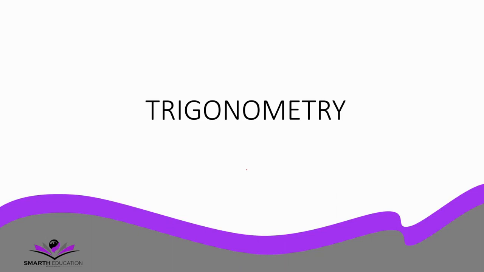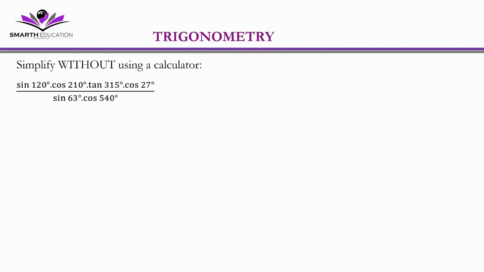Welcome back. Let's do question 1.2. Simplify without using a calculator: sine 120 degrees times cos 210 degrees, tan 315 degrees, and cos 27 degrees, and then sine 63 degrees, then cos 540 degrees. So now we need to simplify this. We have to discuss each and every component of this expression.